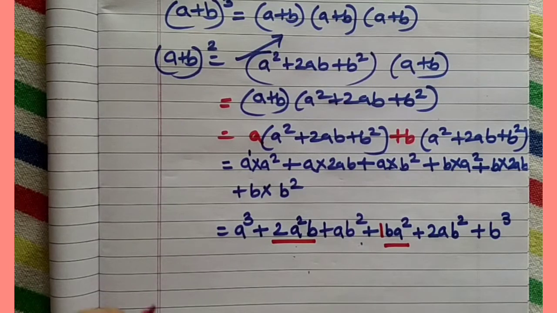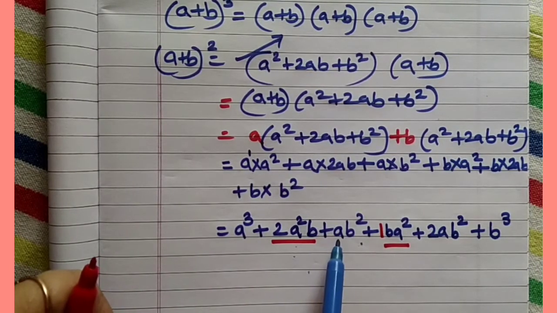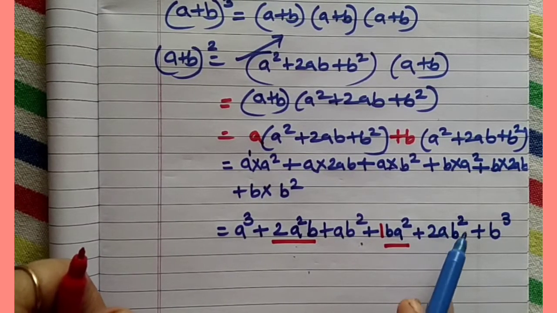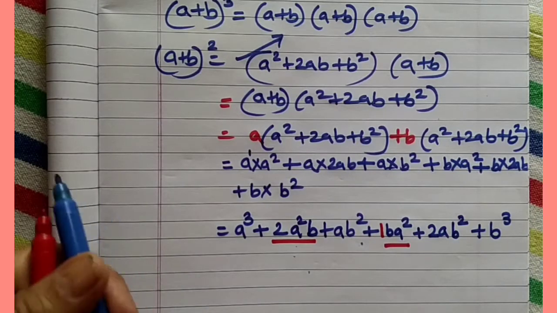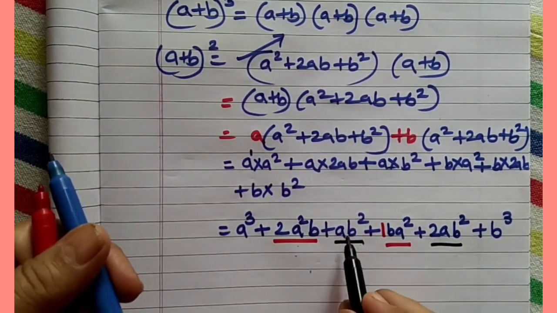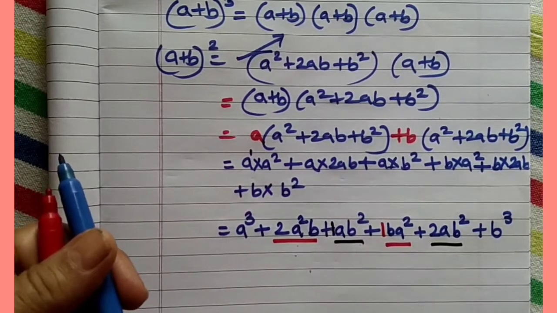These are like terms. Then any other like term now here? ab square. a1 b2. But here also we have, see, a1 b2. So these are also like terms. So we will underline this. Now here there is ab square. So it is 1ab square.